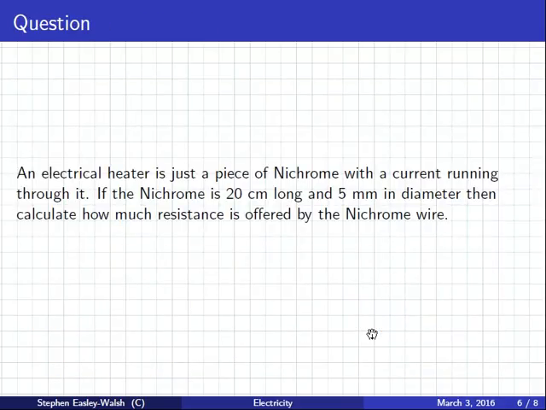Okay, so I just have the one example to do because there's just one formula. You have something like, I don't know if you have these at home. Does anyone have an electrical heater?